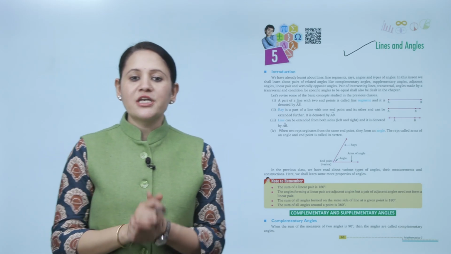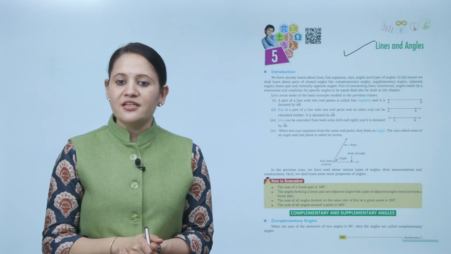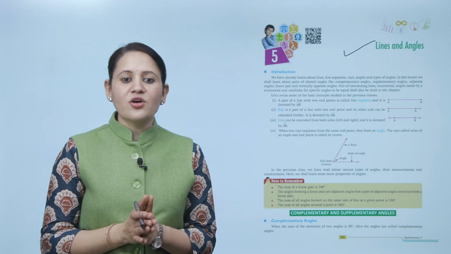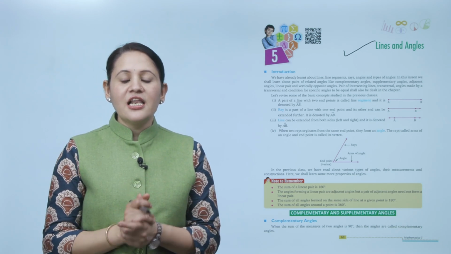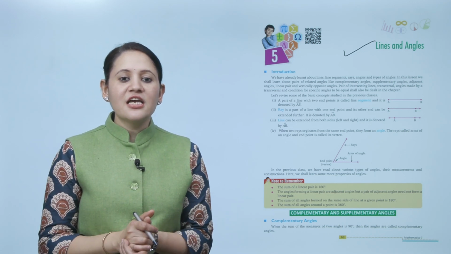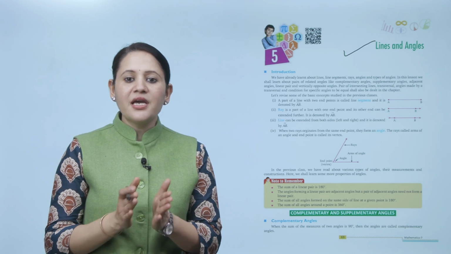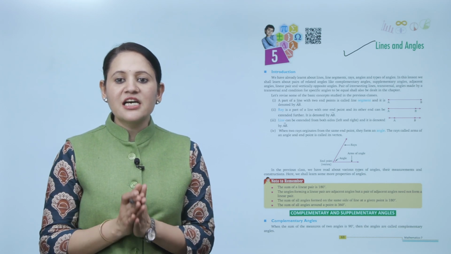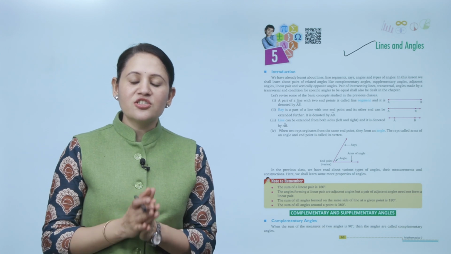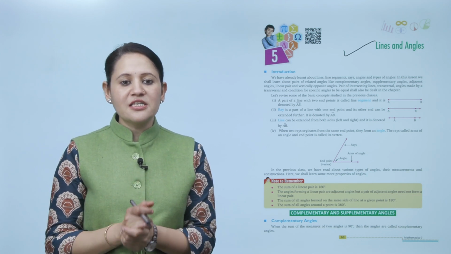Introduction. We have already learned about lines, line segments, rays, angles and types of angles. In this lesson, we shall learn about pairs of related angles like complementary angles, supplementary angles, adjacent angles, linear pair and vertically opposite angles. Pair of intersecting lines, transversal, angles made by transversals and the conditions for specific angles to be equal shall also be discussed in this chapter.